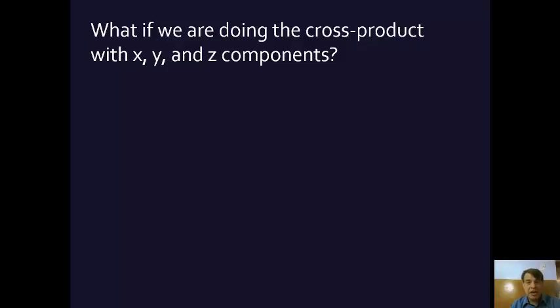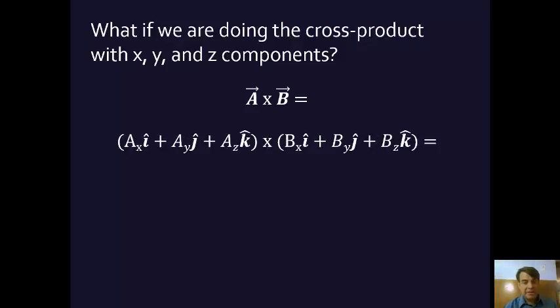If you've understood what I've said so far, you might want to take a breather and watch this some other day, because now is where it gets really difficult. So let's say you want to do A cross B, and you have the components AX, AY, AZ, and BX, BY, BZ. AX, AY, AZ being the components of vector A, BX, BY, BZ being the components of vector B.